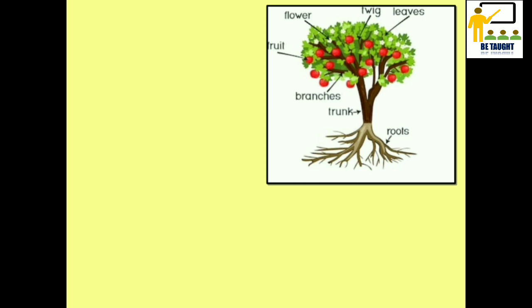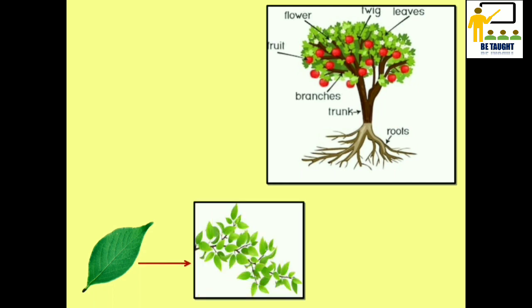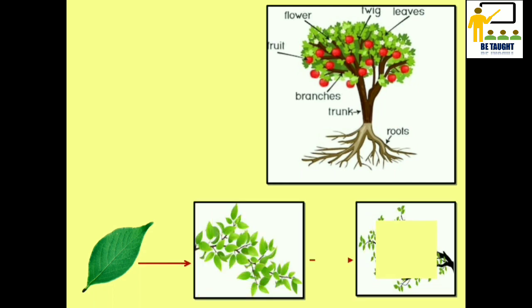Which of these parts are seen on a tree most of the time? The parts such as leaves, branches, trunk, etc. are seen on a tree most of the time. Which is the smallest part of a tree and what is it attached to? The smallest part of a tree is the leaf, and when more leaves are there, they are attached to branches.